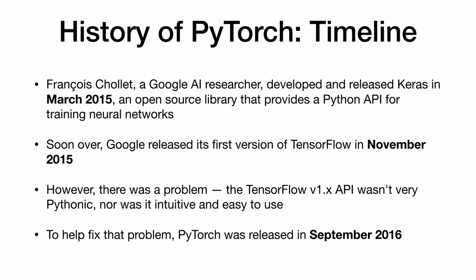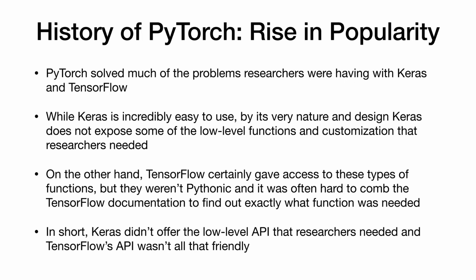So as any good deep learning practitioners would do, they saw the problem. They realized they couldn't shift the focus and the mission of an existing library, so they went and created a library of their own. So PyTorch, sponsored by Facebook, was released in September of 2016, and a lot of that was really rooted in fixing problems people were having with the TensorFlow library. So again, PyTorch solved much of the problems researchers were having with both Keras and TensorFlow. And while Keras is just dead simple to use, by its nature and design, Keras doesn't expose some of the lower level underlying functions that allow you to customize your layer types or your model architectures or your optimizers and your training loops.